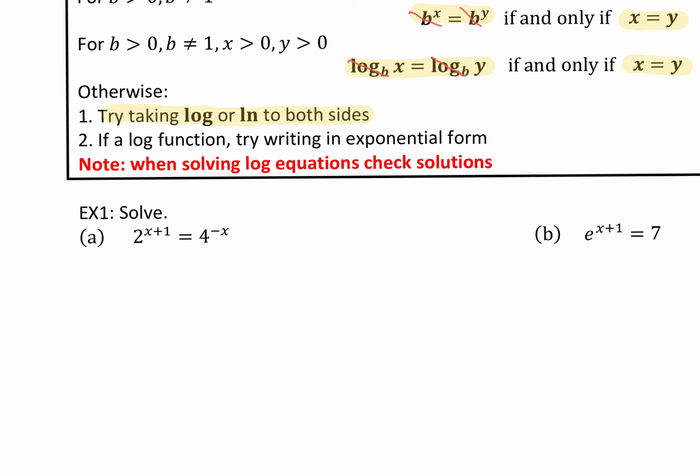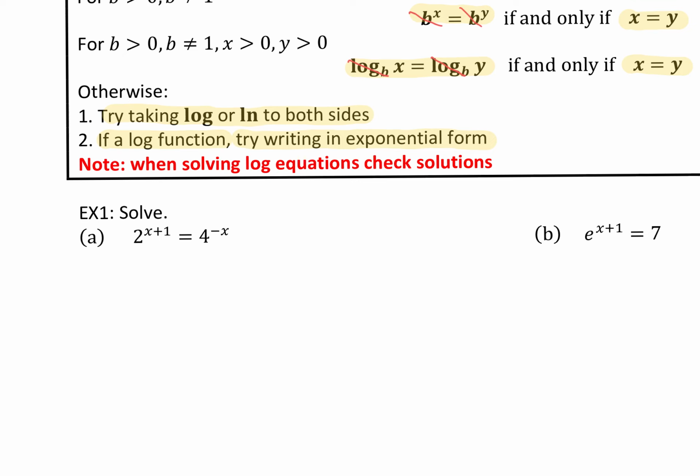We can actually log or natural log both sides of an equation as well. Now, if it's a log function and you can't get same log equal to same log, then try writing it as log equal to a number so that you can switch it to its exponential form. So just to recap, exponential functions, same base, cancel. If cannot, log, natural log both sides. Log function, same log, cancel. If cannot, get log equal to number, change it to exponential form.